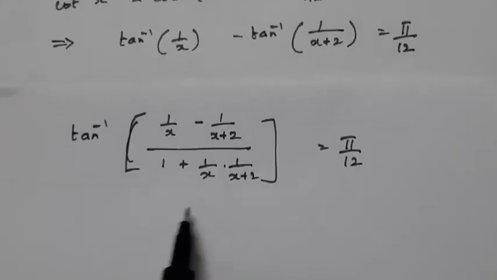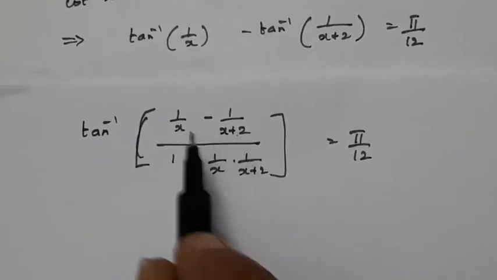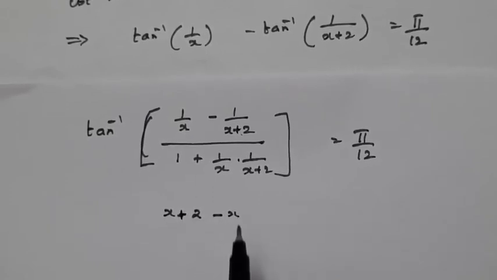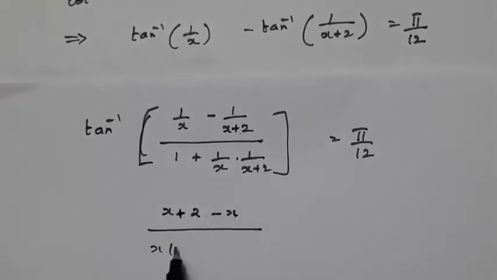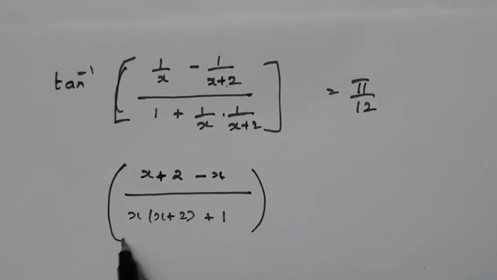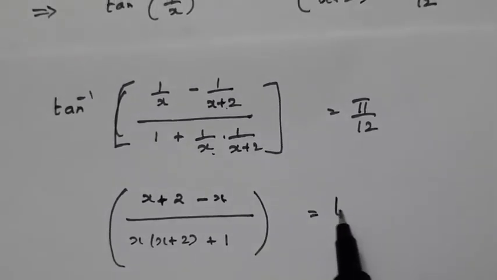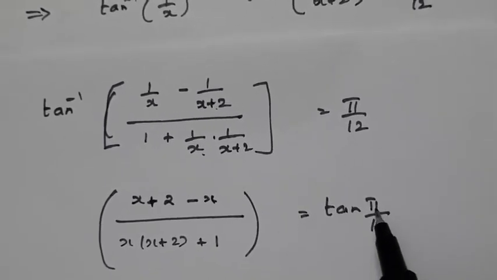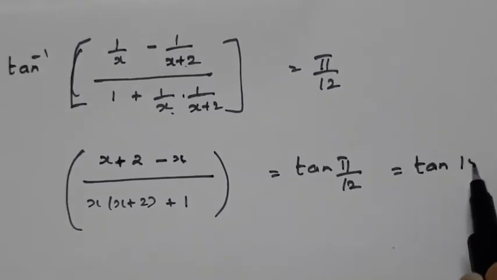Okay. Now this tan inverse will move to the opposite side. So let us simplify the term inside the bracket. So taking LCM x into x plus 2, we have the numerator as x plus 2 minus x. Okay. And then divided by x into x plus 2 plus 1, cancelling the common denominator. Okay. So I have cancelled the common denominator x into x plus 2. Then here tan pi by 12. Okay. The right hand side will become tan pi by 12. Now what is pi by 12? Pi is 180. So 180 divided by 12 means it is equal to 15. So that is nothing but tan 15 degree.